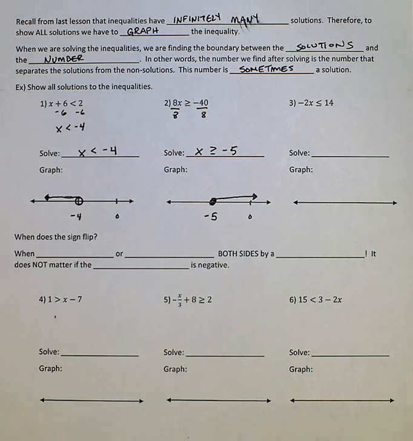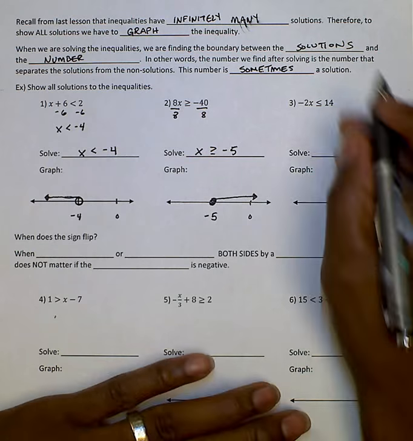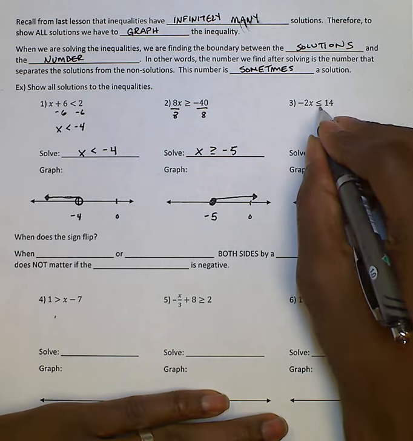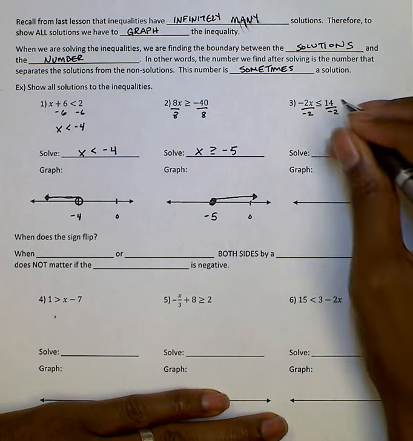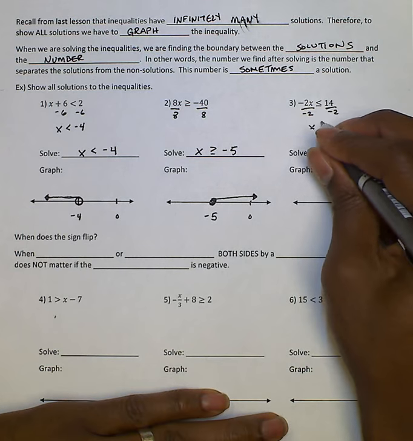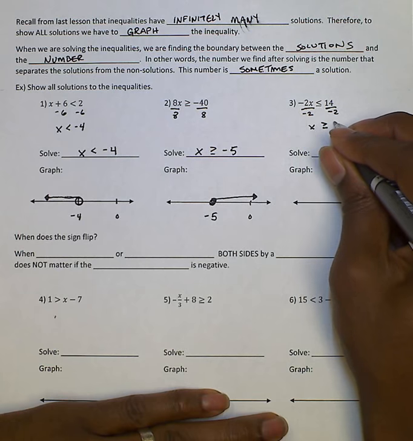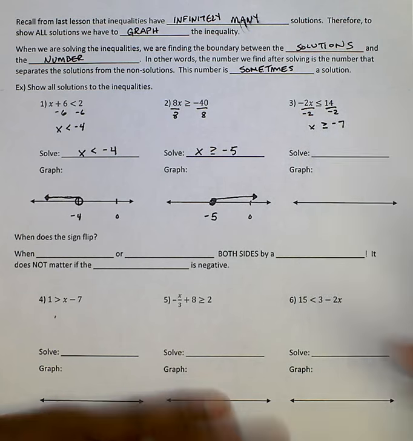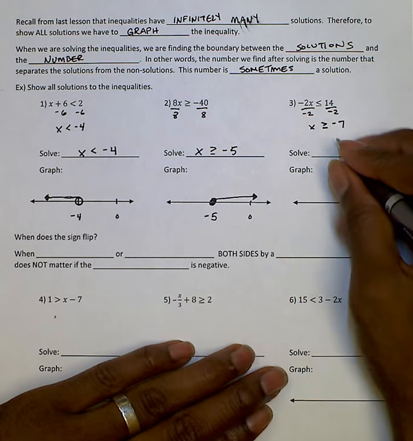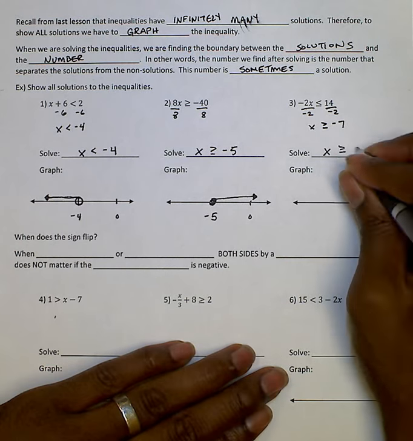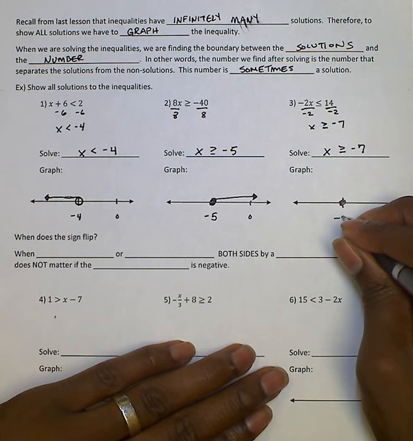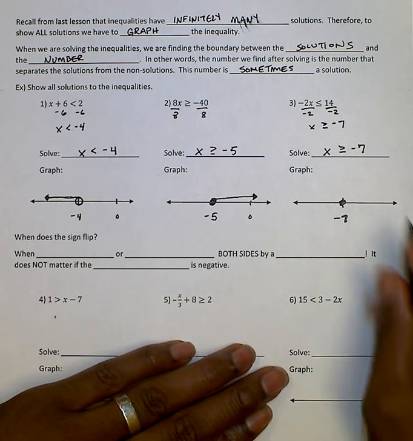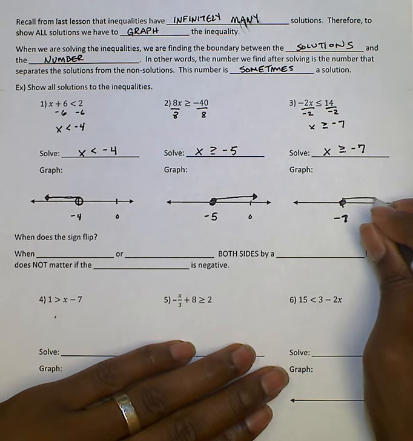Alright, number 3, here's where the difference comes in with inequalities. We have negative 2x is less than or equal to 14. I'm going to divide by negative 2. And when you divide or multiply by a negative number when you're dealing with inequalities, you have to flip the sign. Okay, you're going to change the direction to where the sign opens. So our solution will be x is greater than or equal to negative 7. Okay, so I have negative 7. Greater than or equal to means it's going to be a closed circle. 0 here, this way.